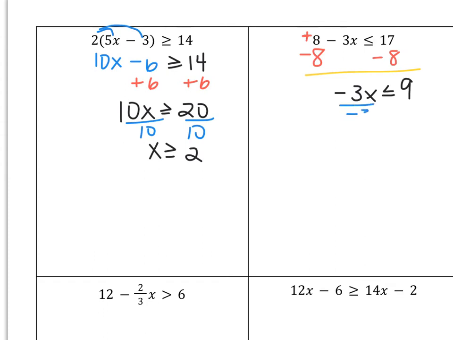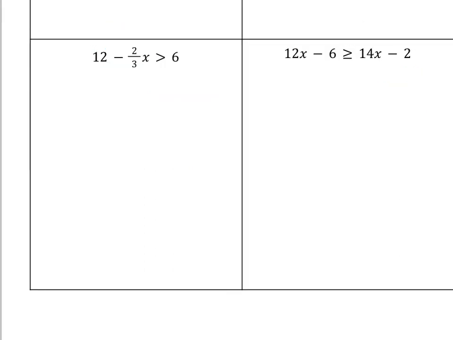Now we're going to divide both sides by negative 3. Now, since I divided by a negative number, that reverses my inequality. So now it's going to be a greater than or equal to. So we have a similar setup in this question. What kind of 12 is that? That's a positive 12. So I'm going to undo that by subtracting.